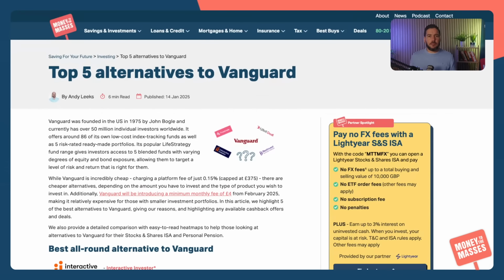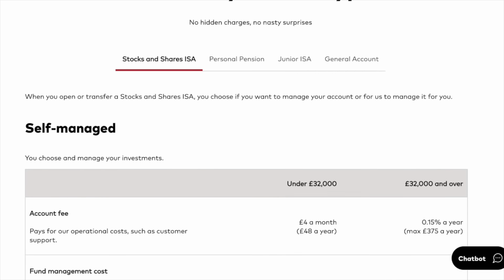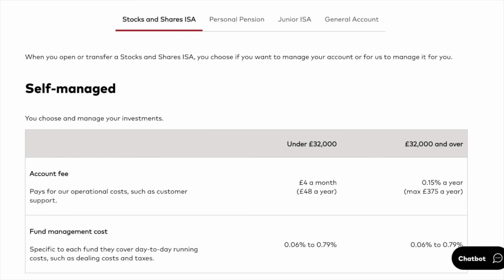So to sum up, Vanguard Investor serves as a compelling option for investors who are real Vanguard fund enthusiasts, and that's because of the low cost nature of the platform and the funds. But the platform's fee structure has changed, and that introduction of that minimum monthly fee means for people with smaller portfolios it's no longer as attractive, and there are viable alternatives out there.